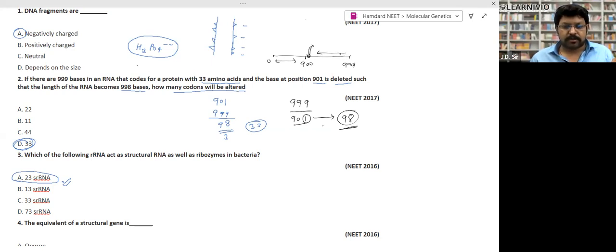Got it or not? You have removed a nitrogen base from here. If you remove the nitrogen base pair from here, then what will happen? These 99 will get affected, but these 900 will not get affected. Only 98 will get affected, right? So 98 upon 3, because every triplet or every codon is made up of 3 nitrogen bases. So what is the answer? 33 is the answer. Did you get this or not?